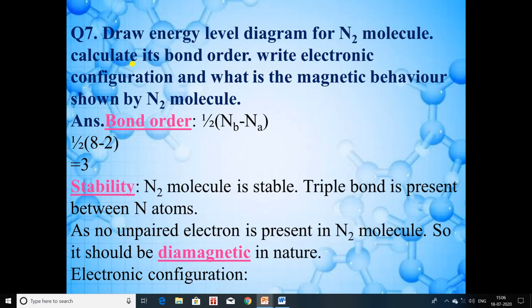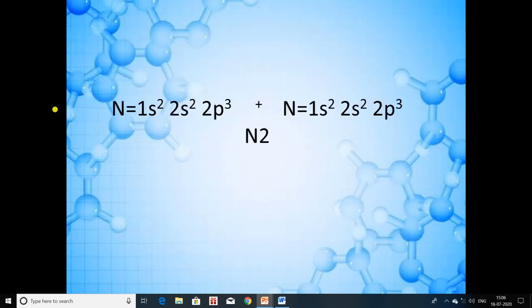Now the next energy level diagram is for the nitrogen molecule. When we write the electronic configuration of nitrogen, the atomic number of nitrogen is 7: 1s2, 2s2, 2p3. This is the first atom, this one is the second atom. So when nitrogen combines with another nitrogen atom, it will form a nitrogen molecule. Okay. Now we will draw the energy level diagram for this molecule. First we will draw the atomic orbitals and molecular orbitals of 1s, after that 2s, after that 2p orbitals.